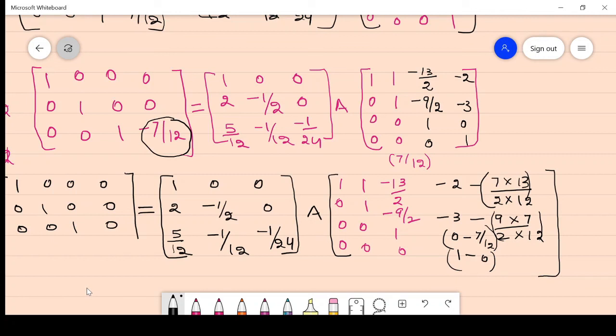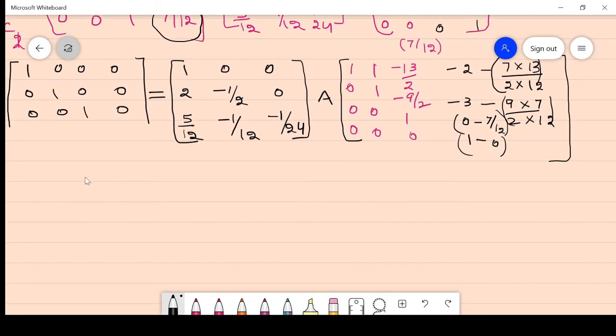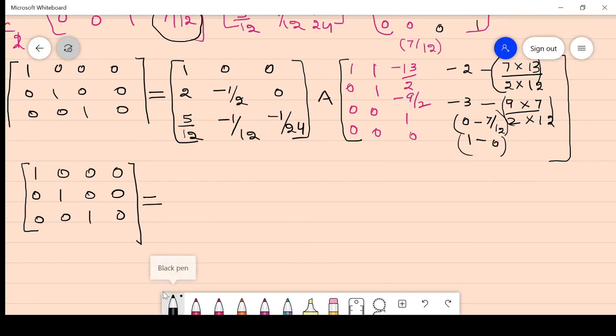On simplification, what we get from this is 1 0 0 0, 0 1 0 0, 0 0 1 0. So this is a normal form. So this value is the normal form. Here it is the identity matrix and this is a 0 matrix. So remember. And second is this, which is the P matrix.